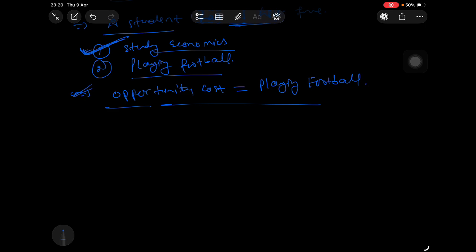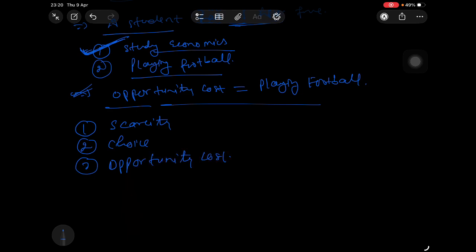I hope now you understand the three things we discussed today: scarcity, second is choice, third is opportunity cost. These three topics we discussed.